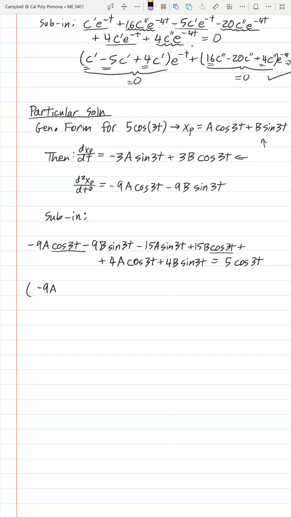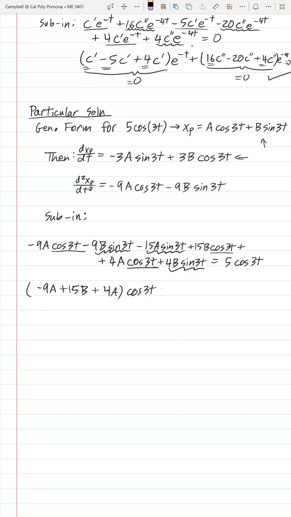So with that said, we got cosine, cosine, cosine. And so we get negative 9a, and we have a plus 15b, and we have a plus 4a, all that times cosine 3t. Wow, that 4 really came out ugly. Let's get rid of that. And now let's go ahead and we'll do wavies for the sines. Wavy, wavy, wavy. There we go.